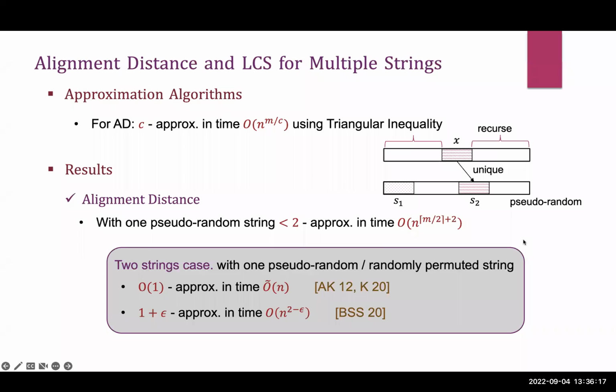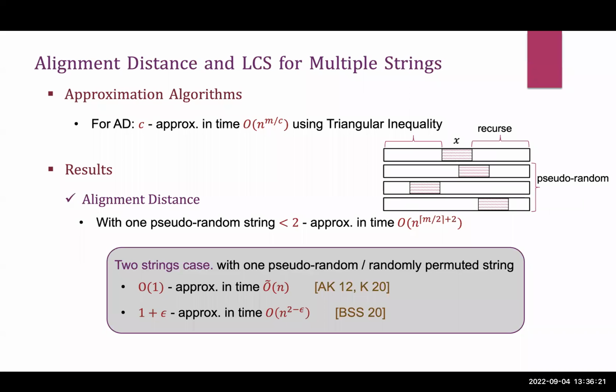Now, if we want to lift these ideas to multiple strings, then it turns out that they will work only if m-1 of the input strings are pseudorandom. Because for a given substring from the adversarial string, we try to fix in every pseudorandom string its unique match. That is why we need m-1 of them to be pseudorandom. And if this is true, then we can fix such a match in all the strings, and then in the rest of the part, we can recurse.